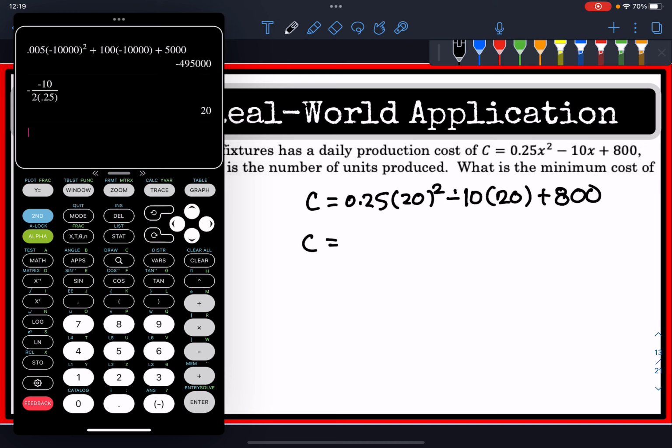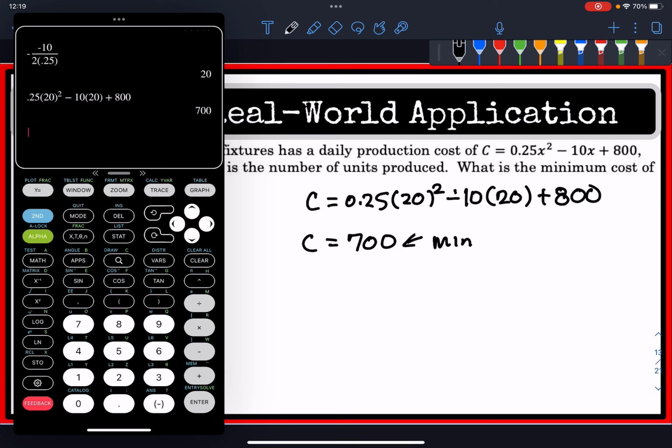And instead of doing this by hand, of course, we have our 84. So let's just plug it into our 84. So 0.25 parentheses 20 squared minus 10 parentheses 20, and then plus 800. That's equal to a total of $700. So it's going to cost them $700 to make 20 of these things per day. And that's going to be the minimum. So this is your minimum value. So your minimum value is going to be the $700.